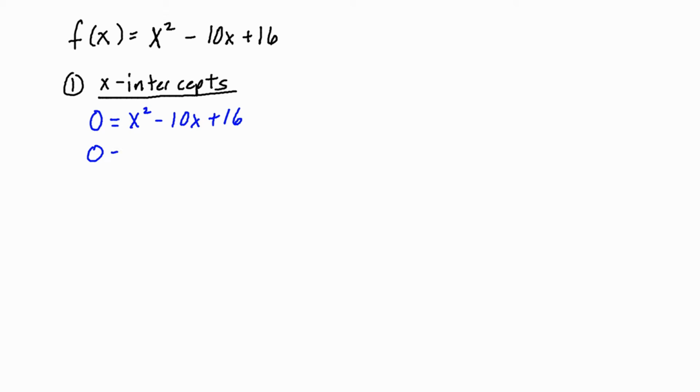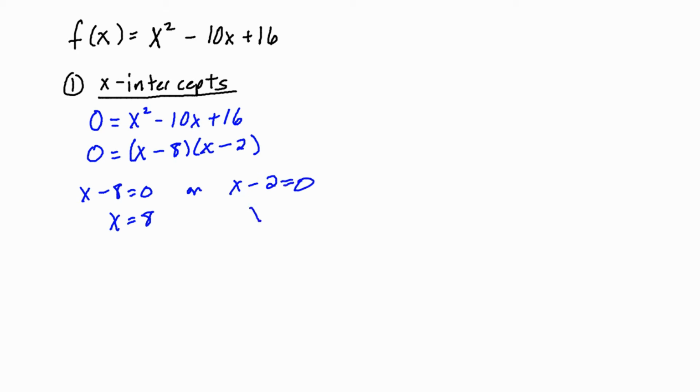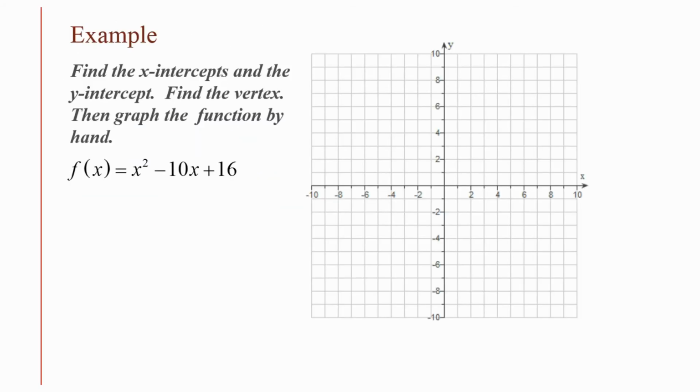I need two numbers that multiply to be 16 but add to be a negative 10. So I have x minus 8 and x minus 2. Using the zero factor property, x minus 8 equals 0, which means x equals 8, or x minus 2 equals 0, which means x equals 2. So my x-intercepts will be 8, 0, and 2, 0.